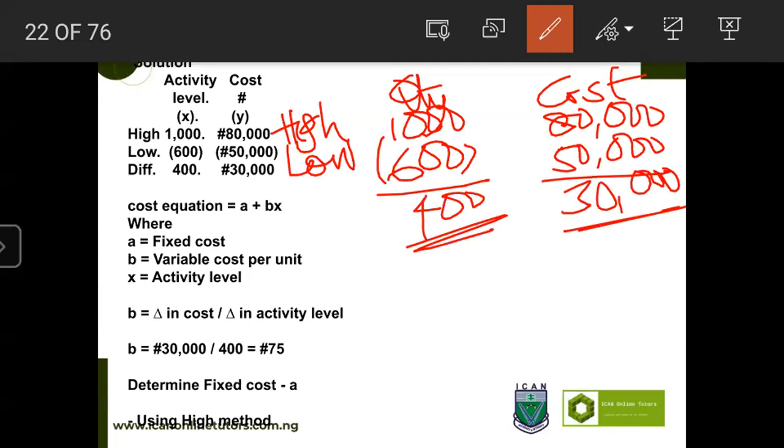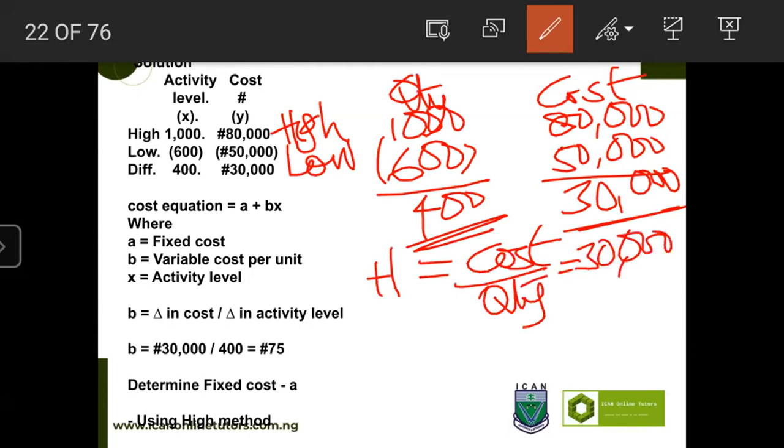So now the high and low point equals cost divided by quantity. The cost is 30,000 divided by 400. Is somebody punching a calculator? What is 30,000 divided by 400? Zero cancel zero, zero cancel zero. 4 into 30, 7, carry 2, 4 into 20 is 5. So it is 75. But what do we use this for? We use it for the calculation of the variable costs.